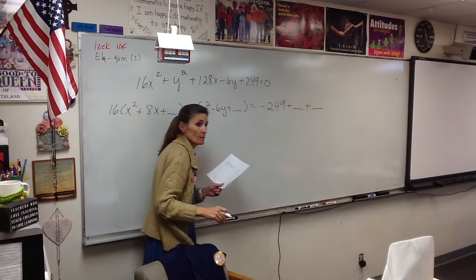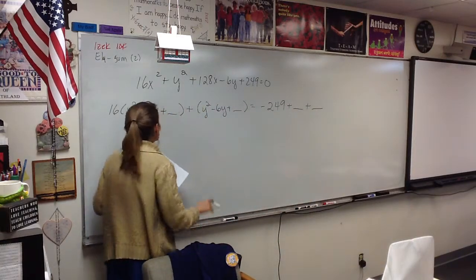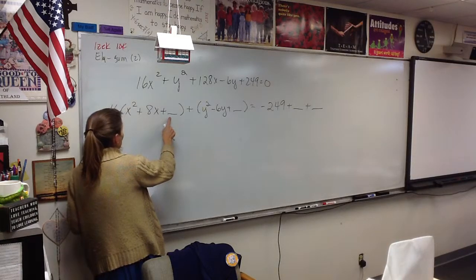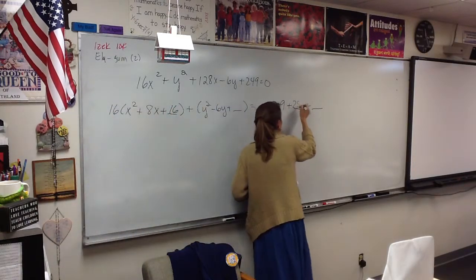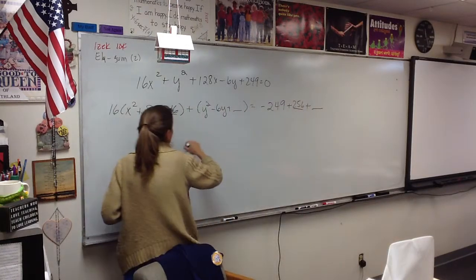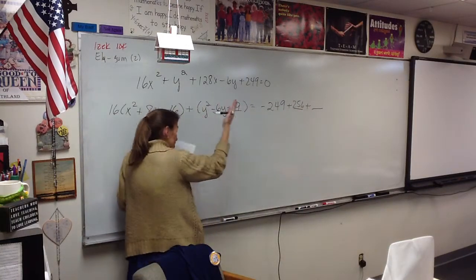Okay? So here we go. We've done this a lot. We're going to complete the square. What goes here? 16, and that means 256 over here. Yes. And this is a 9, which is just a 9.